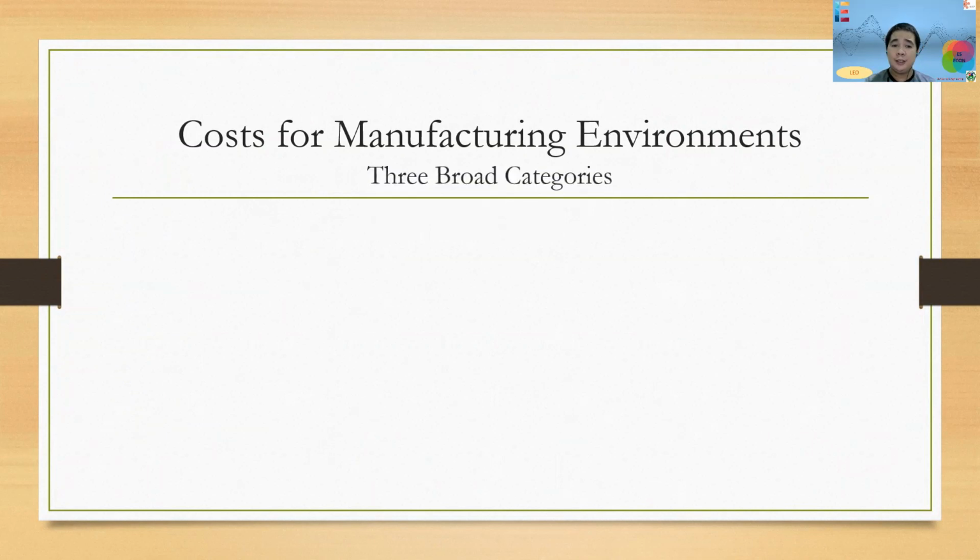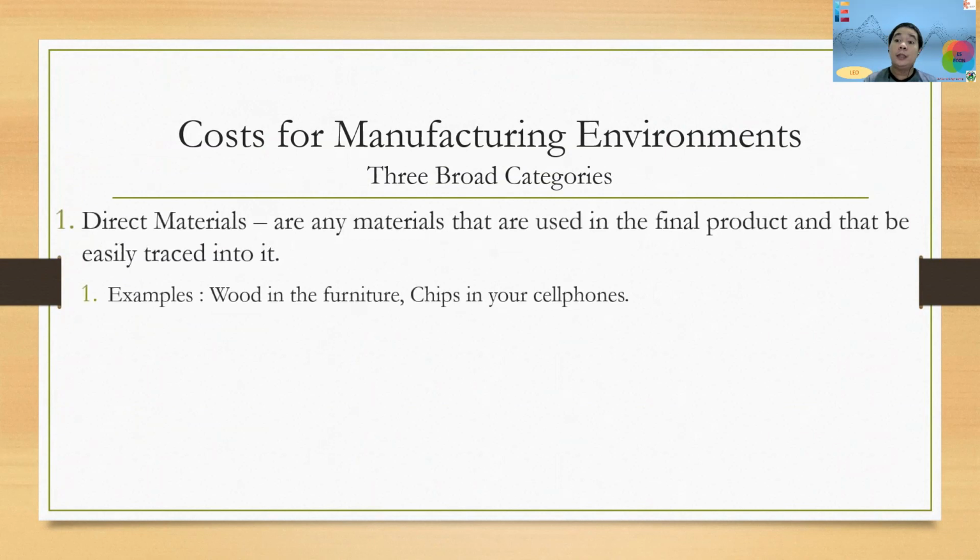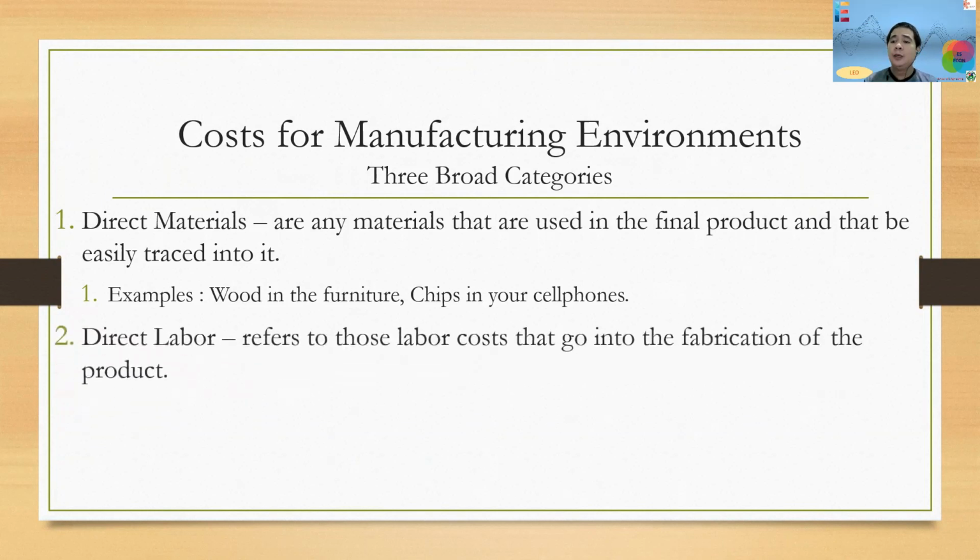So basically it is divided into three broad categories. Number one, direct materials. These are any materials that are used in the final product and can be easily traced into it. So for example, in your cellphone, the metal, the screen, that is what we call our direct materials. Number two is the direct labor.